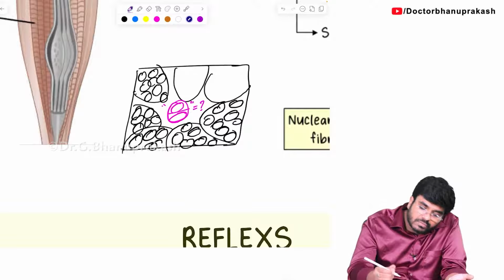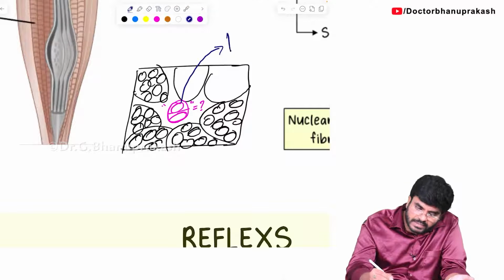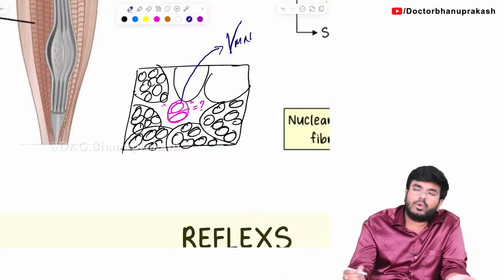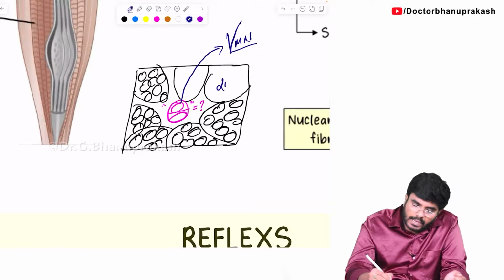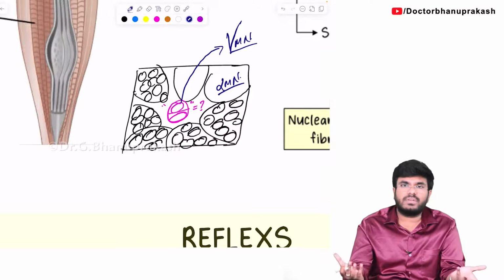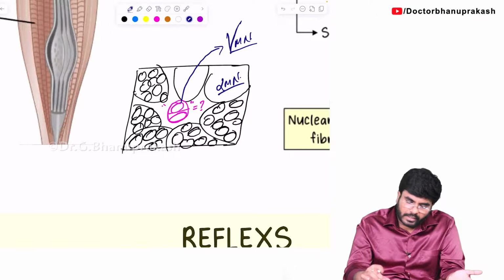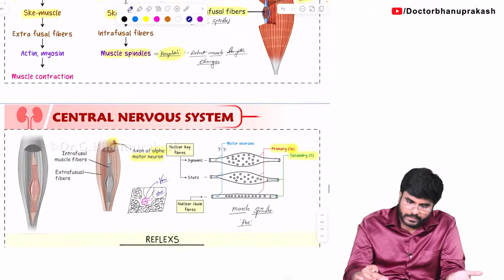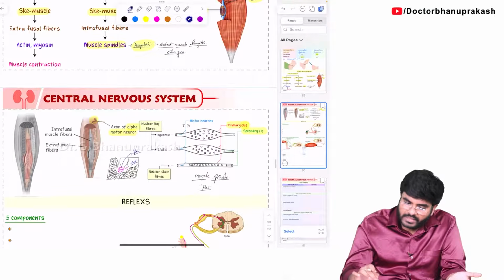And they have asked, what is the nerve supply for this? It's a gamma motor neuron. Gamma motor neuron causes the contraction of the muscle spindles, and alpha motor neurons cause the contraction of the muscle fascicles, or extrafusal fibers, you can say. Now let me give you more clarity on this. The better the clarity, the next topic will be easy for you.